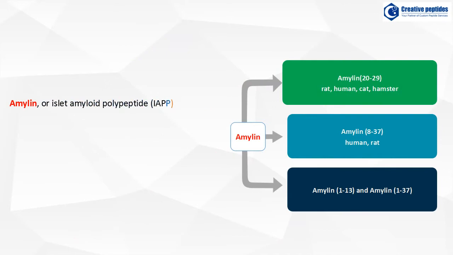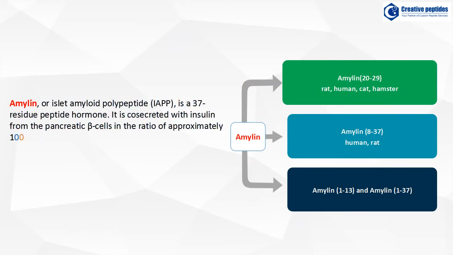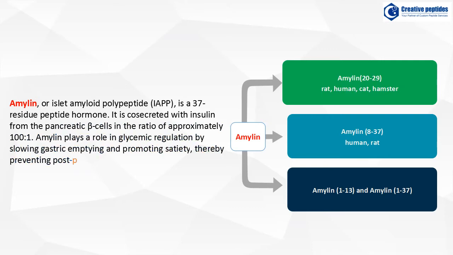Amylin, or islet amyloid polypeptide, is a 37-residue peptide hormone. It is co-secreted with insulin from the pancreatic beta cells in the ratio of approximately 100:1. Amylin plays a role in glycemic regulation by slowing gastric emptying and promoting satiety, thereby preventing postprandial spikes in blood glucose levels.